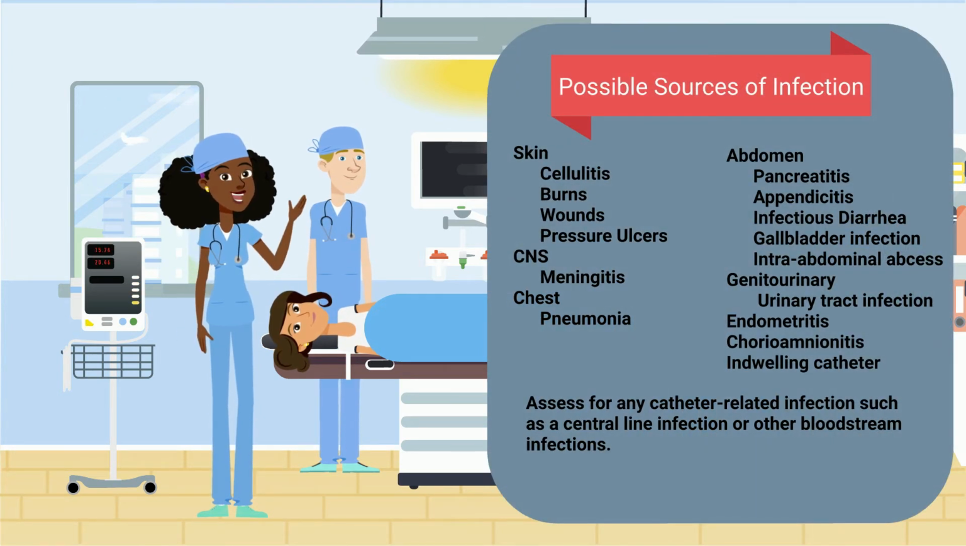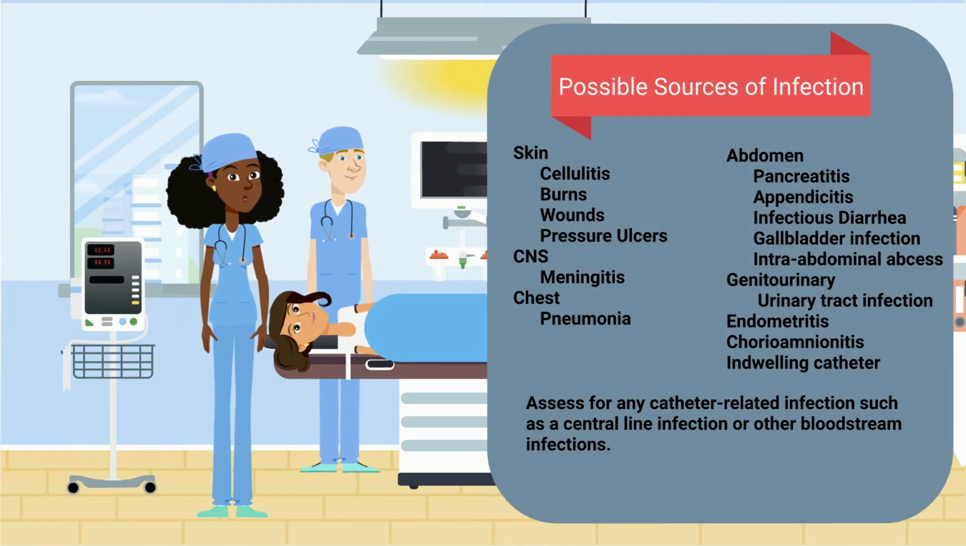And these are cellulitis, burns, wounds, pressure ulcer, meningitis, pneumonia, pancreatitis, appendicitis, infectious diarrhea, gallbladder infection, intra-abdominal abscess, urinary tract infection, endometritis, chorioamnionitis, or any existing indwelling catheter. Always assess for any catheter-related infection or other bloodstream infections.